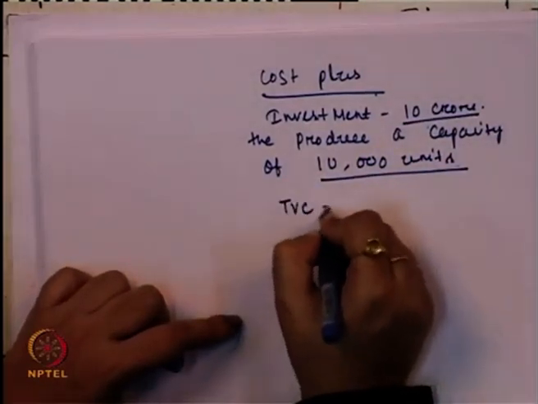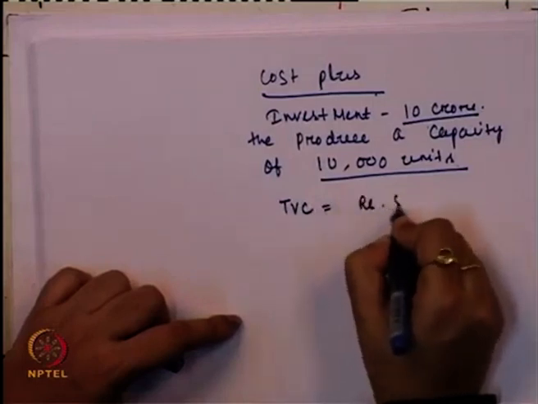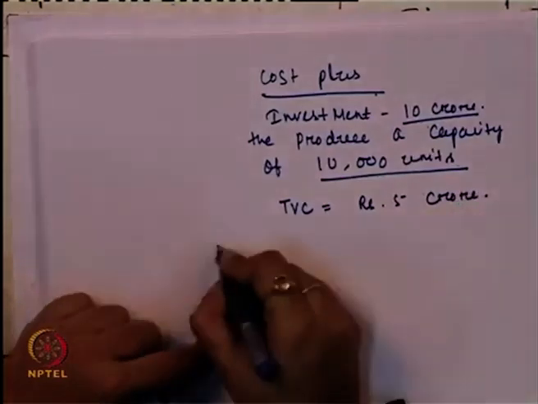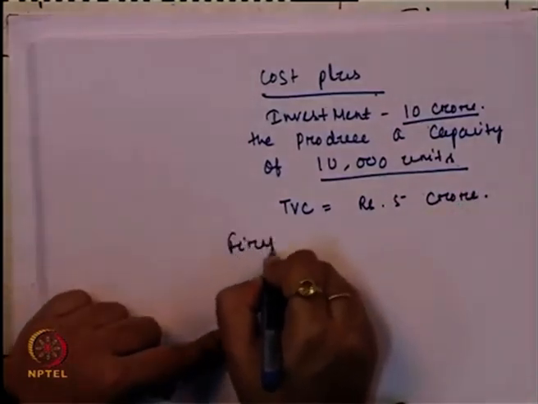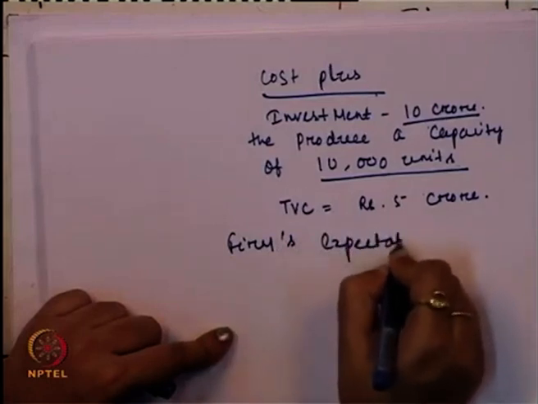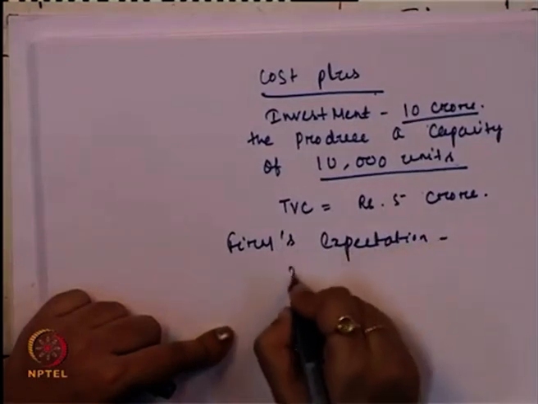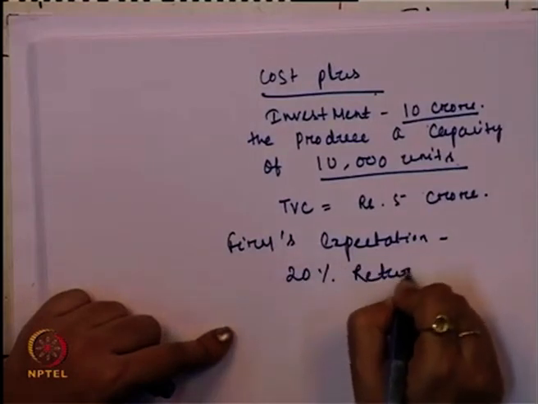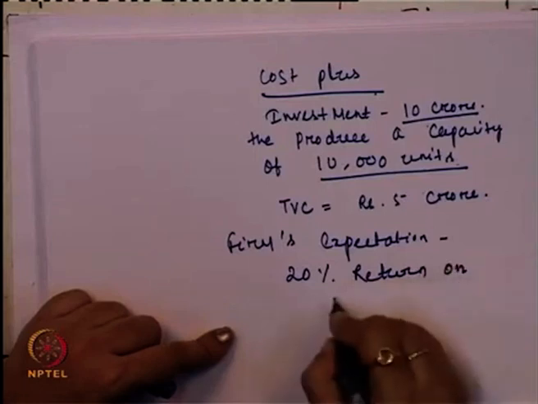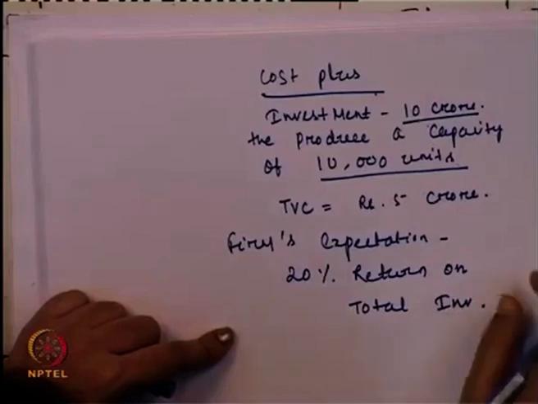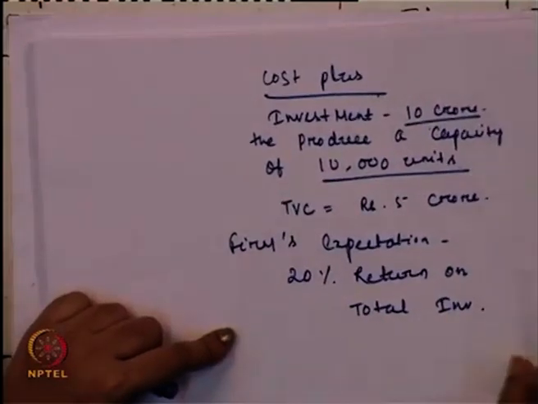Total variable cost is 5 crore, and the firm's expectation is 20% return on total investment. Okay. So, now we will find out the price under the cost plus.